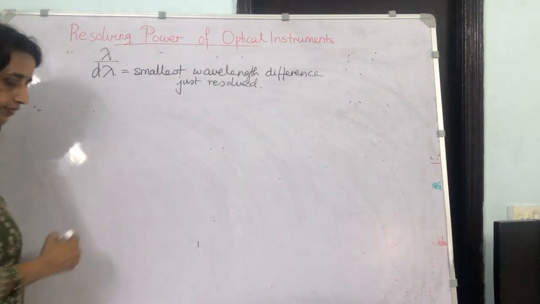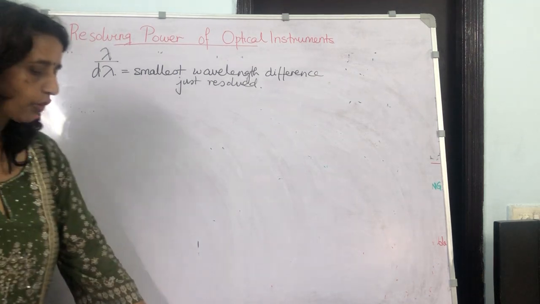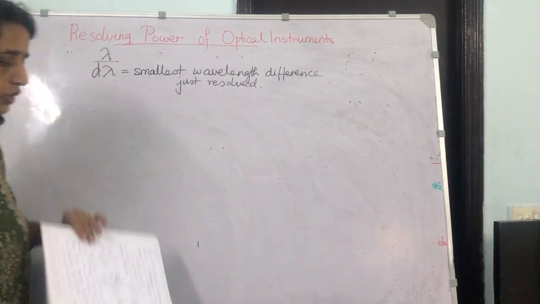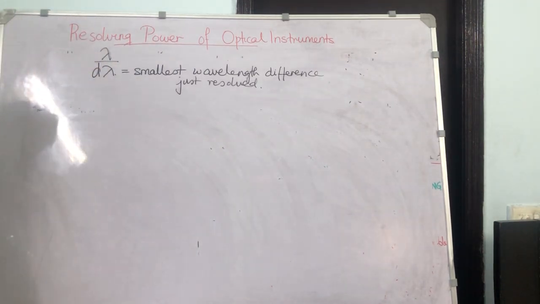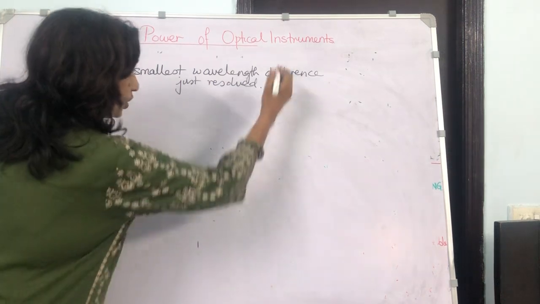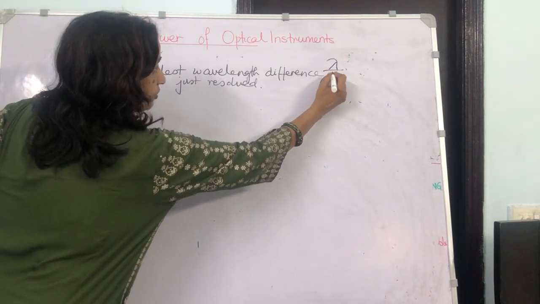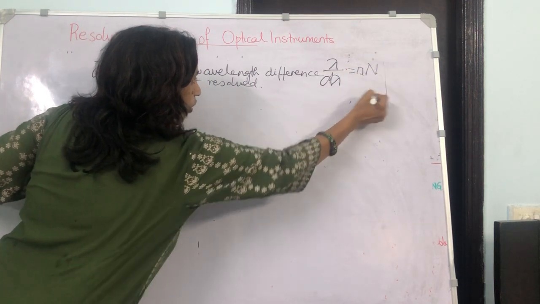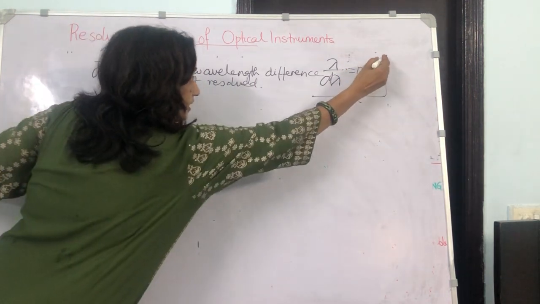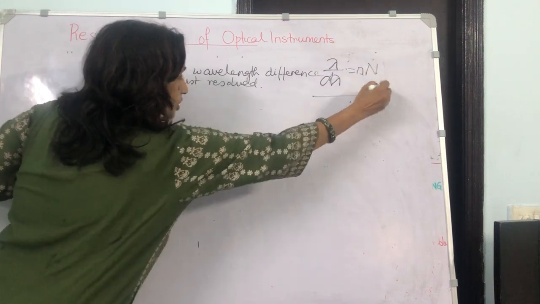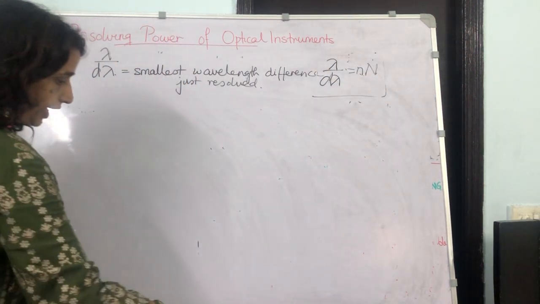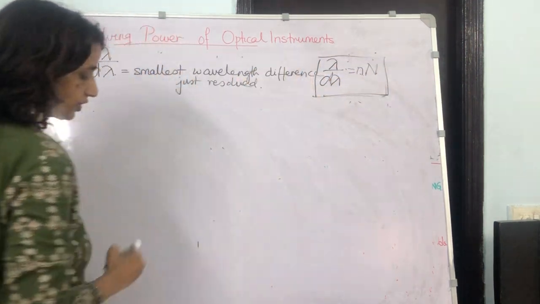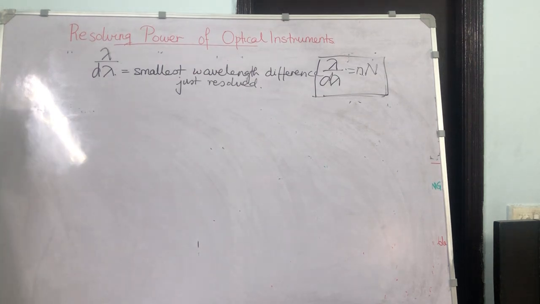So quickly we will derive an expression for this, because we have to solve all numericals from this formula only. Let us begin. We will derive an expression for resolving power, which is n into N. All numericals will come on this formula: lambda upon d lambda is equal to n into N, where n is the order of the spectra and capital N is the number of lines on the grating. We are going to find out this formula.